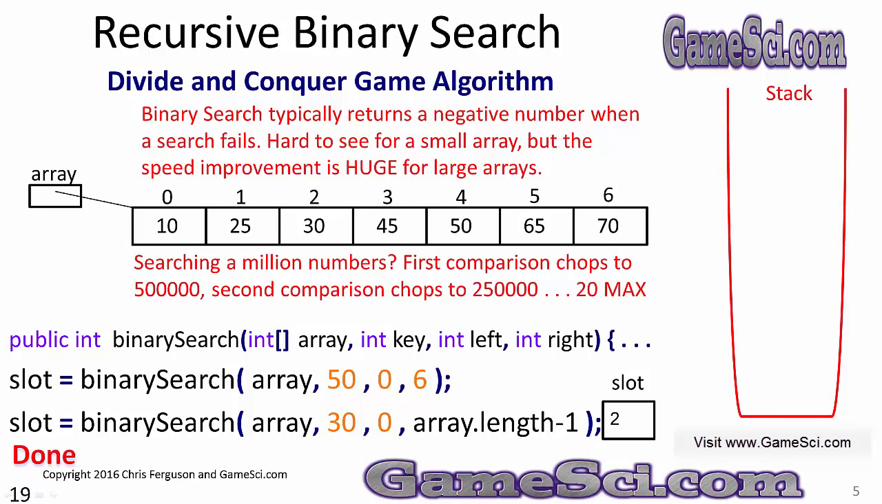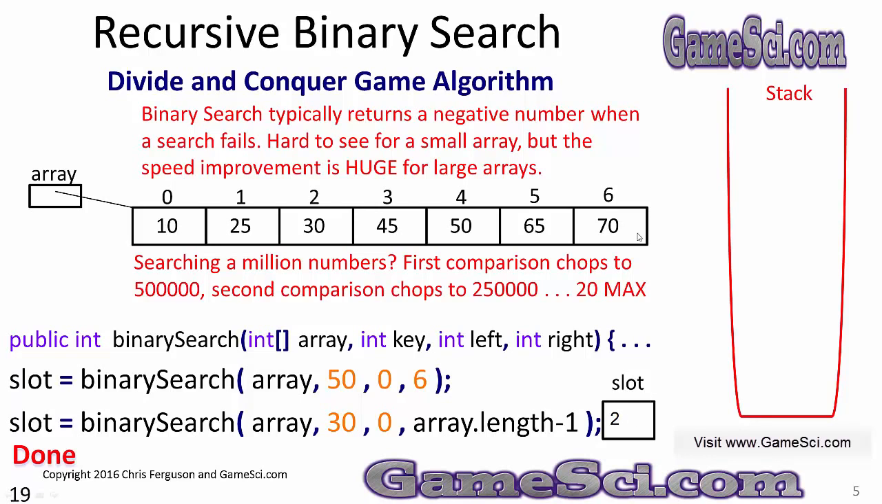It's hard to see on a small array, but the speed improvement is huge when you talk about a binary search of a large array. Let's say you were searching a million numbers. The first number you compared, that middle item, chops your data set down to 500,000. By comparing one number, you eliminated 500,000 different possibilities. Then you go to the middle of that range and do a second comparison. That second comparison chops your search area down to 250,000 items. So every time you compare one number, you're throwing away half the remaining numbers.